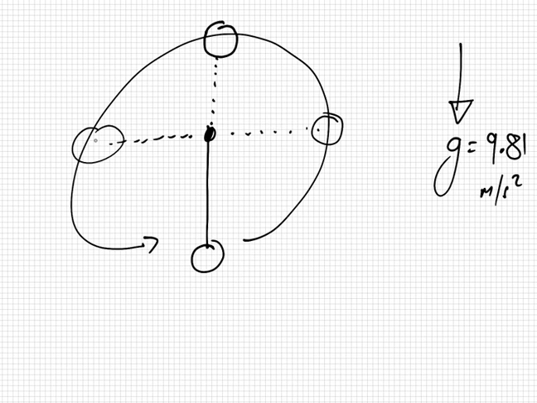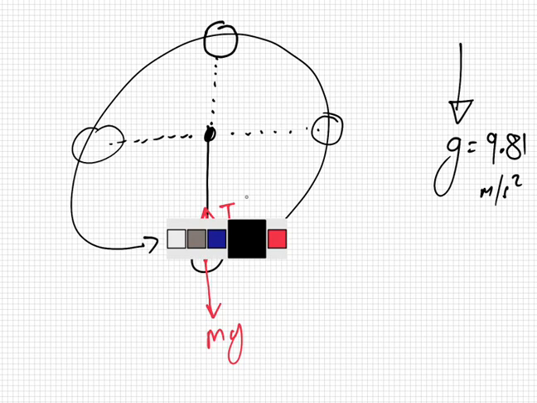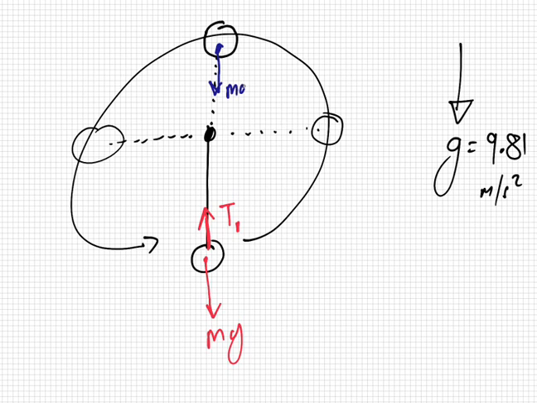I'm going to draw the forces, but it's important that you know that the forces look different at the top and the bottom. So first I'll do the bottom. What forces are at the bottom? There's mg and what else? Tension, T. But I'll call it T1 because it's a different tension, okay? And at the top, what force is there? mg and T2.